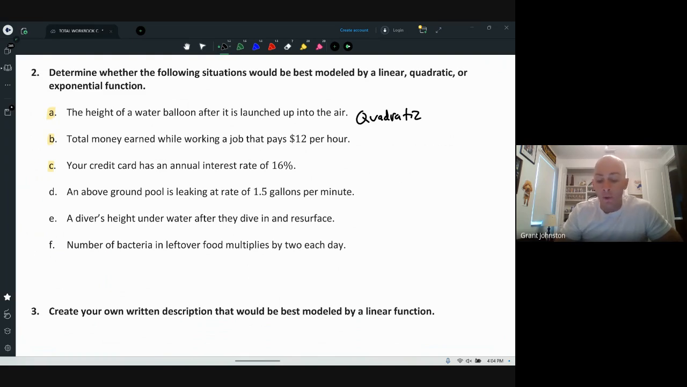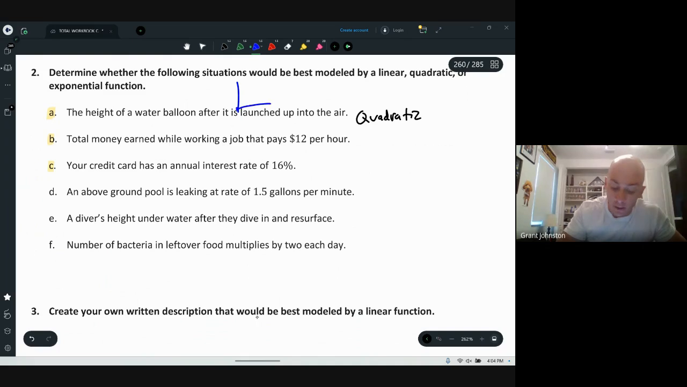B says total money earned while working a job that pays $12 per hour. So you're just getting $12 per hour. $12, $24, $36, $48, $60, $72, $84, just going up by 12s each time, correct? So that would be a linear increase, right? It's going up by the same constant amount each time. If we were to graph it, after 1 it'd be at 12, then 24, then 36. It's going to be a linear relationship. So this second one, I'm going to say is linear.